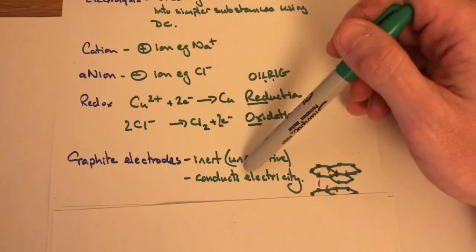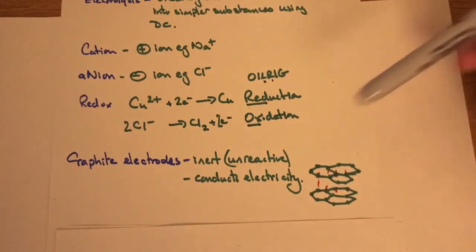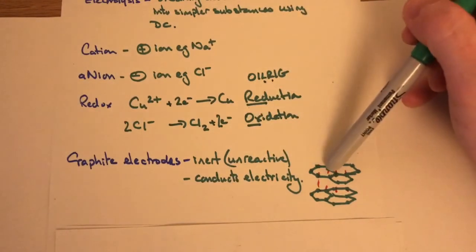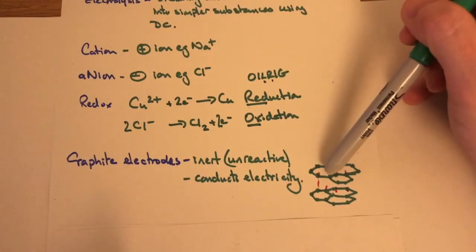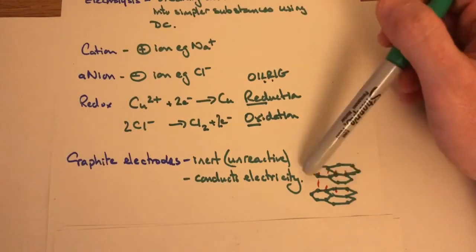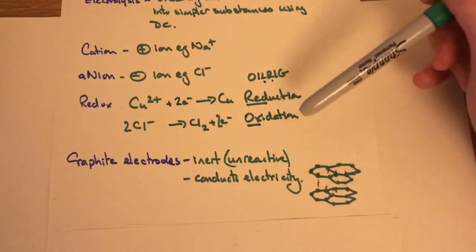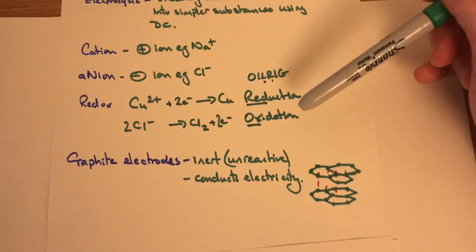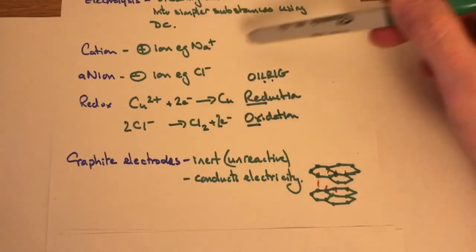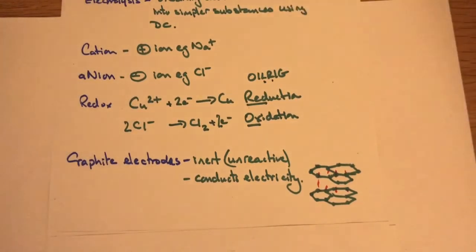And if you think back to the work we did on bonding, this diagram here should trigger some memories that graphite contains carbon. Carbon normally likes to bond with 4 bonds. In graphite it bonds with 3. Therefore it's got a delocalized electron which is able to move through the structure, and therefore it conducts electricity. So it's a good material to use for electrodes. So that's the introduction. We're now going to have a look at the electrolysis of aqueous solutions.